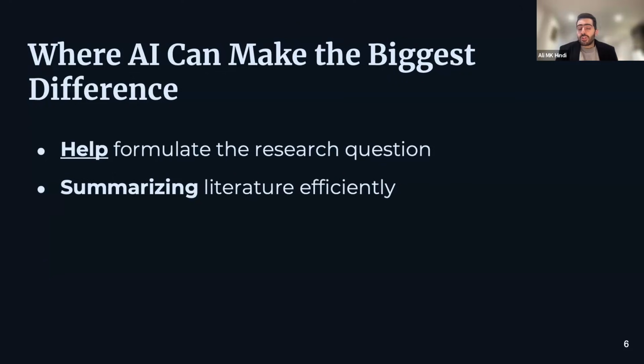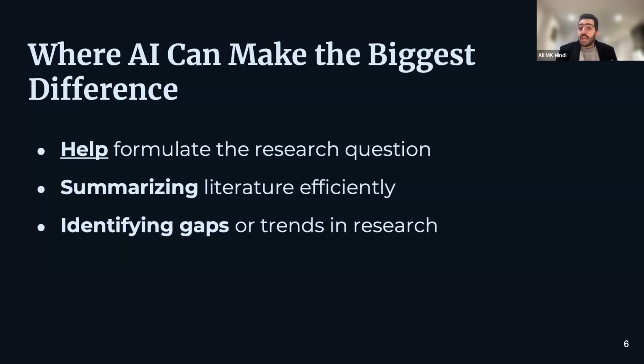I think it can do a really good job summarizing the literature efficiently. So if you're going to write a research proposal, definitely you're going to need to do some literature searching. You're going to read some papers. You need to have an understanding of the topic in general, right? So I think AI can do a good job summarizing literature efficiently. It can help you identify some of the gaps or trends in the research, so it can make your research question a bit more focused.